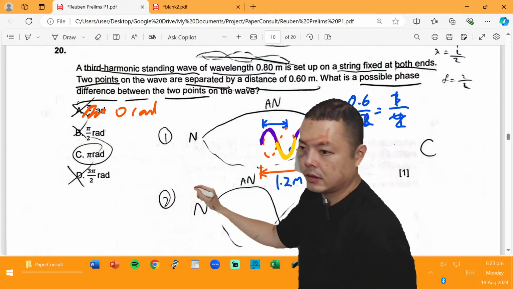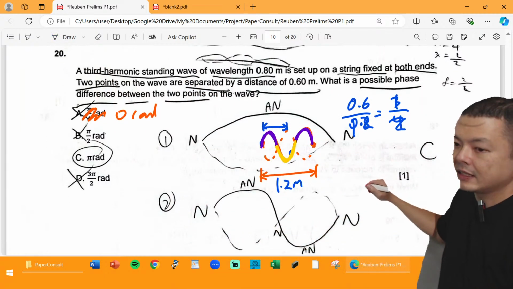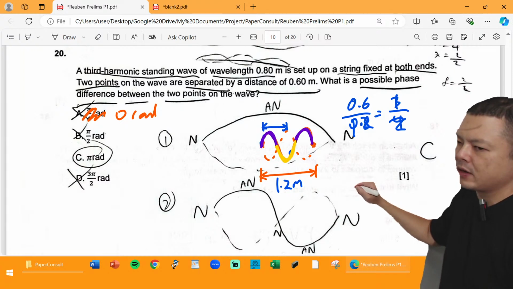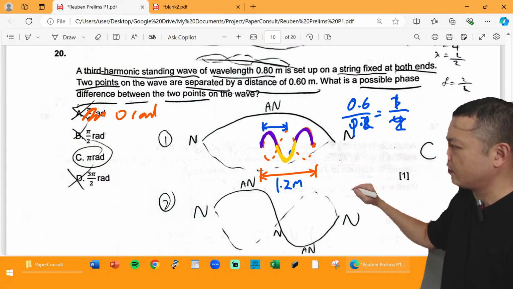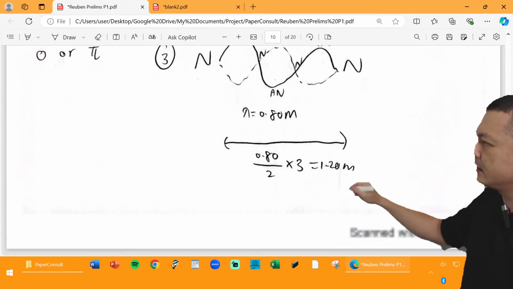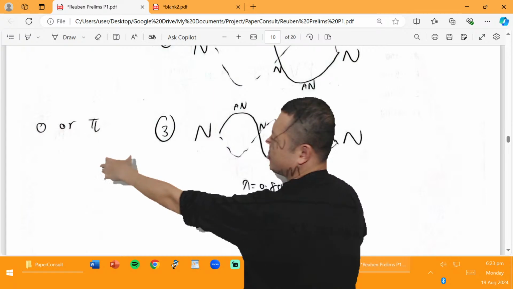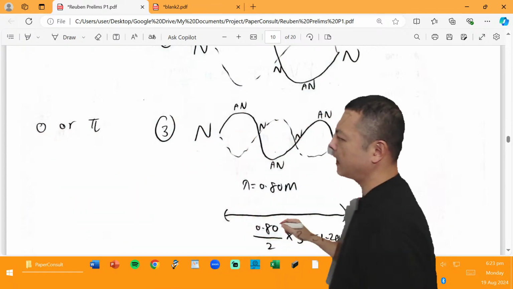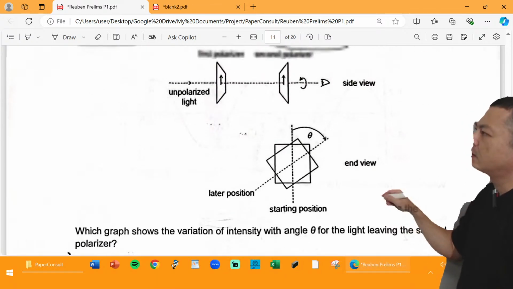So we don't compare nodes for phase difference, because the nodes are not moving. Oh yeah, you are right. It's a good thing they wrote it down there, 0 or pi. Okay, good. What's the next one?